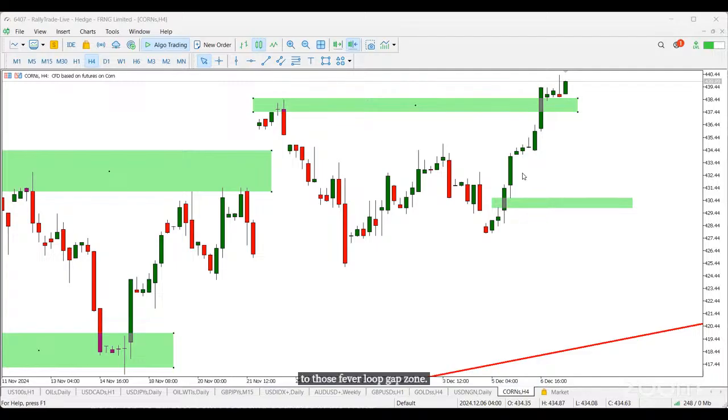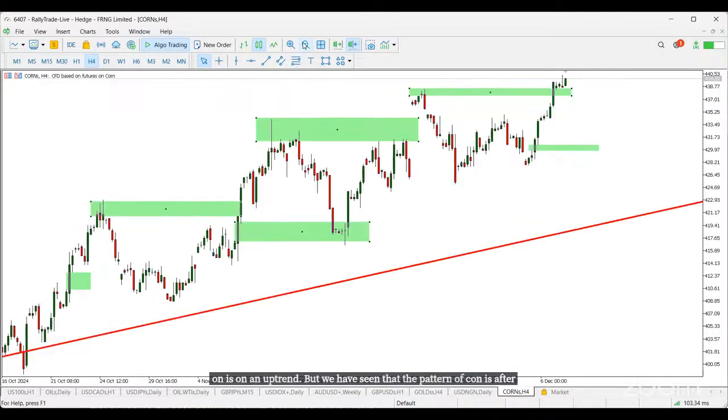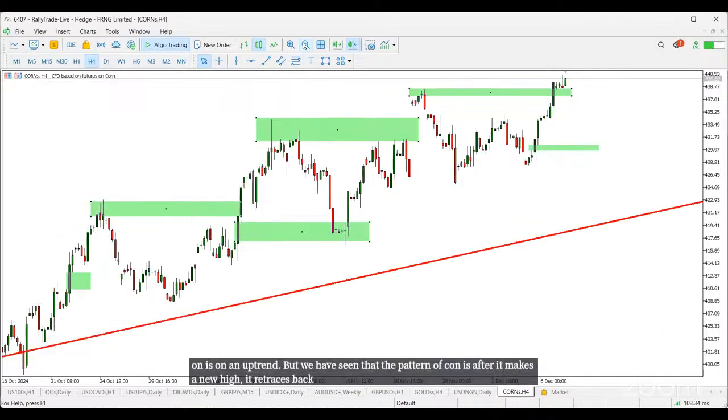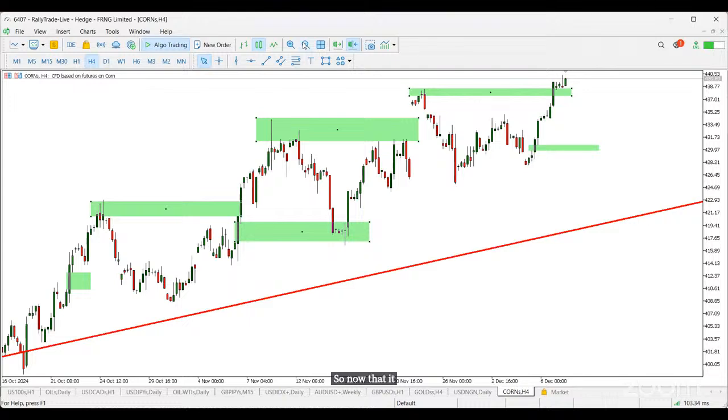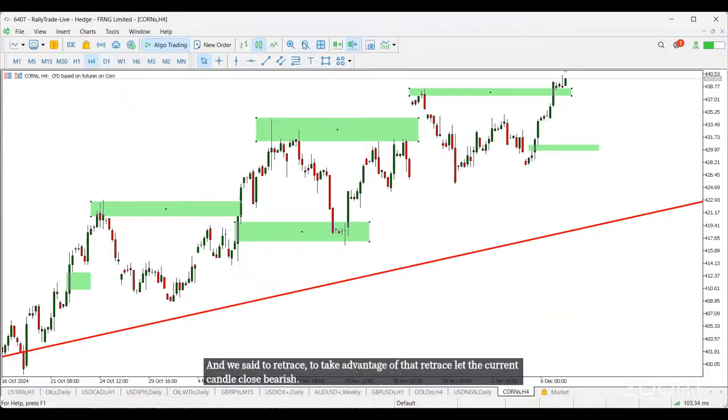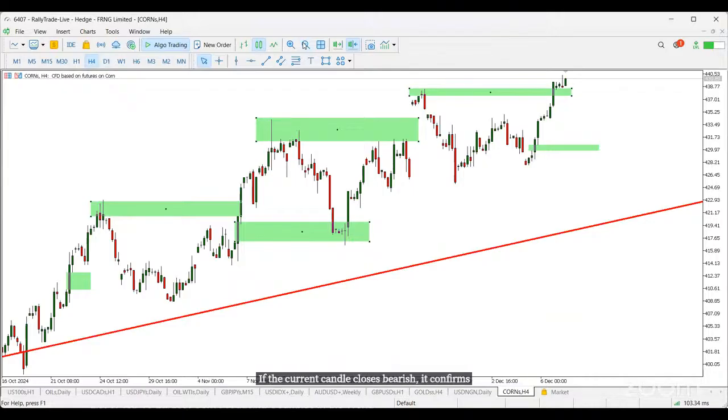So this is a summary of what I'm saying for corn. Corn is on an uptrend, but we have seen that the pattern of corn is that after it makes a new high, it retraces before it makes another high. Now that it has made a new high, it's very possible that we have corn retracing. To take advantage of that retrace, let the current candle close bearish. If it closes bearish, it confirms the inverted hammer on the 4 hours time frame. Another thing is that to take advantage of the buy, we can wait for corn to retrace back to the fair value gaps around this point.